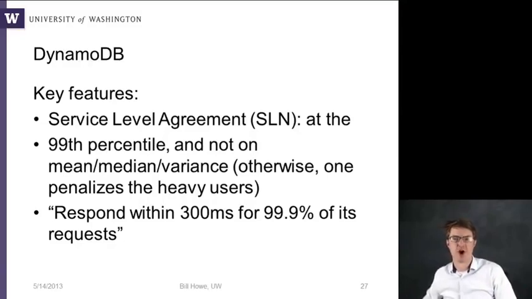And the reason they do this on the 99th percentile as opposed to some sort of notion of the average, the mean or the median, is that would artificially penalize the people who are using it heavily, right? They would get a disproportionate number of failed requests, right? It'd be easy to satisfy the average by only focusing on the lightweight users, for example. Okay.